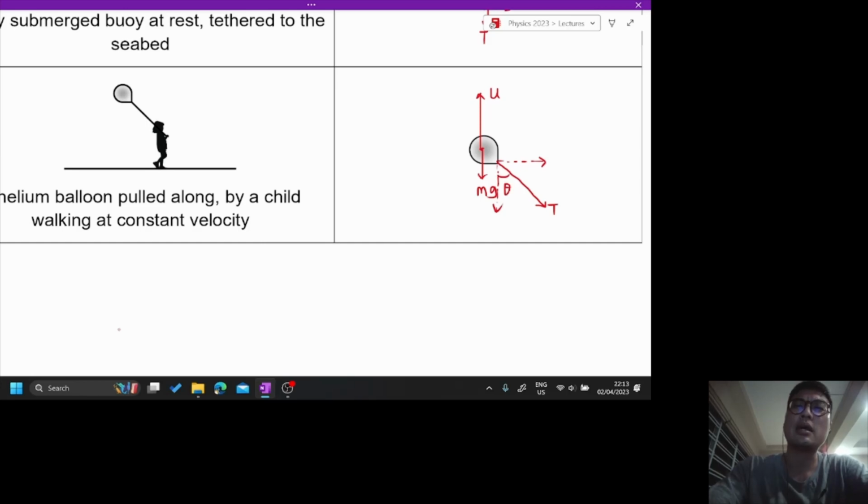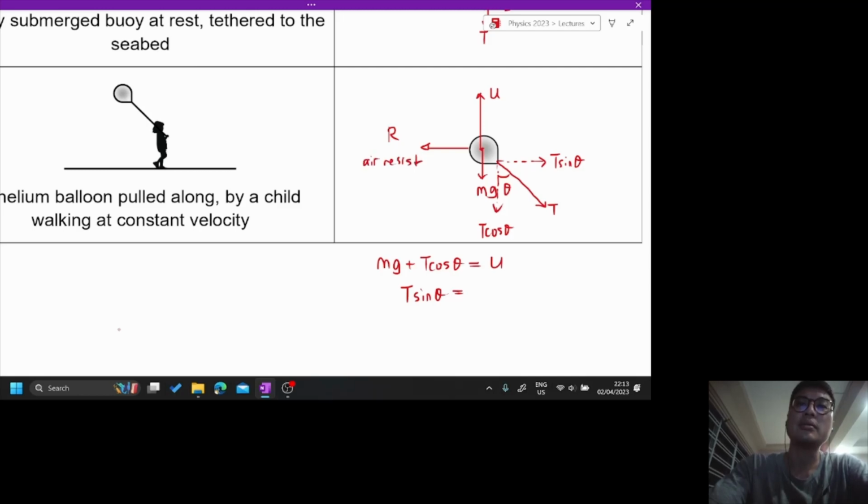If we call this angle theta, then this component here will be T cos theta, and this component here will be T sin theta. Now you see that vertically, mg plus T cos theta equals U. But how about horizontally? Horizontally, what does T sin theta equal? It means that there is going to be an air resistance R over here. As you know, when you're moving through the air, there's going to be an air resistance force.